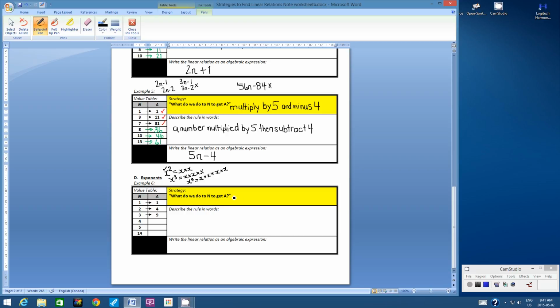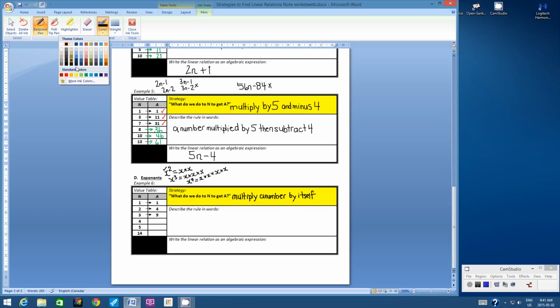So what is the strategy? Well, it looks like we multiply a number by itself. Okay, multiply a number by itself.